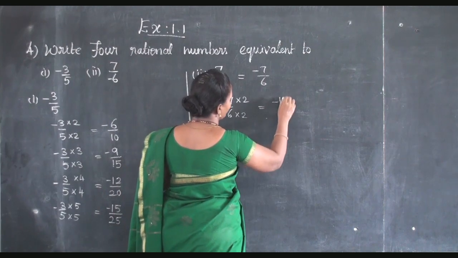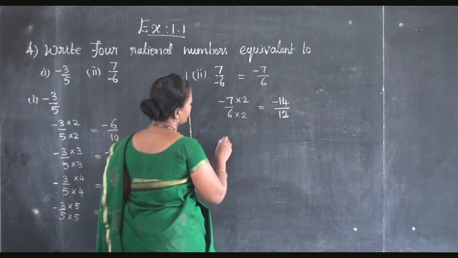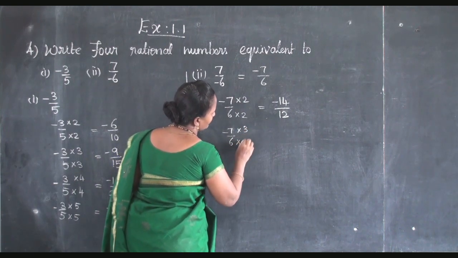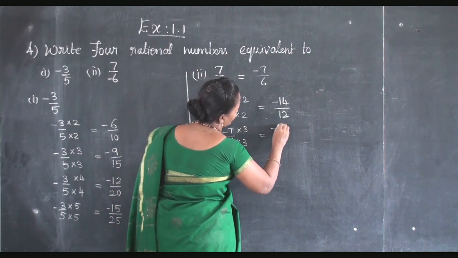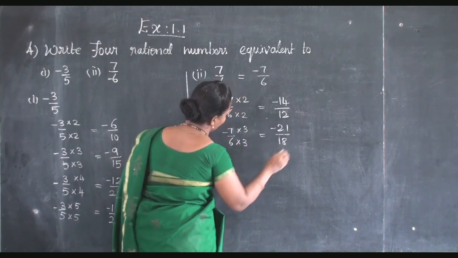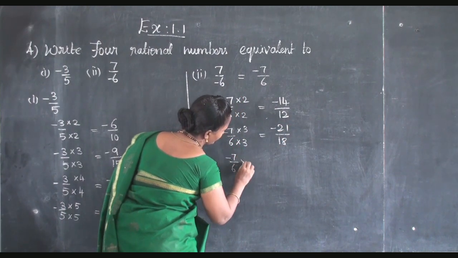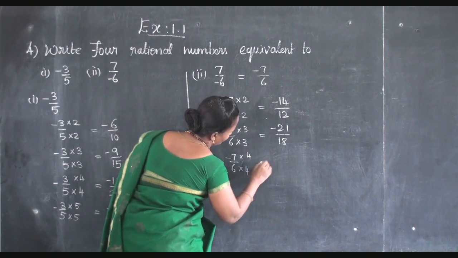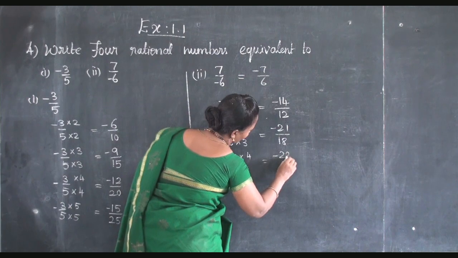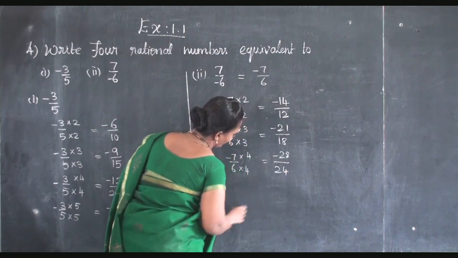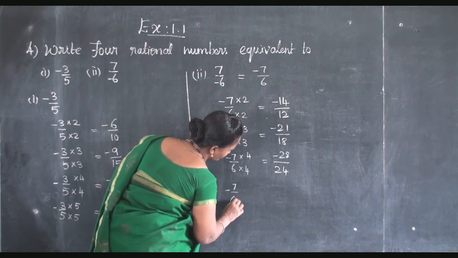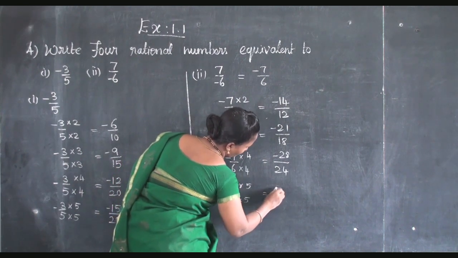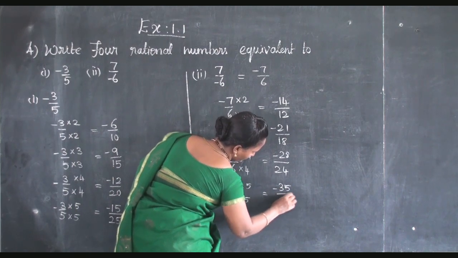You get minus 14 by 12. Then minus 7 by 6 multiply with 3. You get minus 21 by 18. Minus 7 by 6 into 4. We get minus 28 by 24. Minus 7 by 6 multiplied with 5. We get minus 35 by 30.